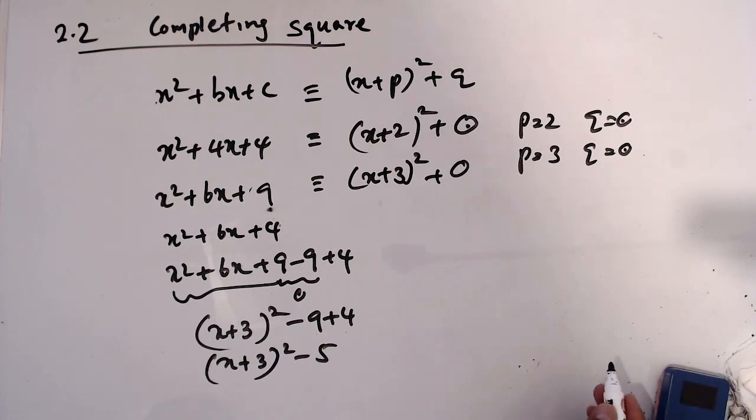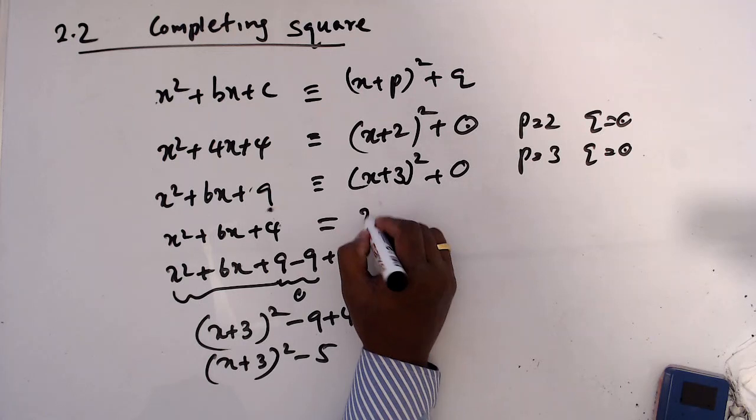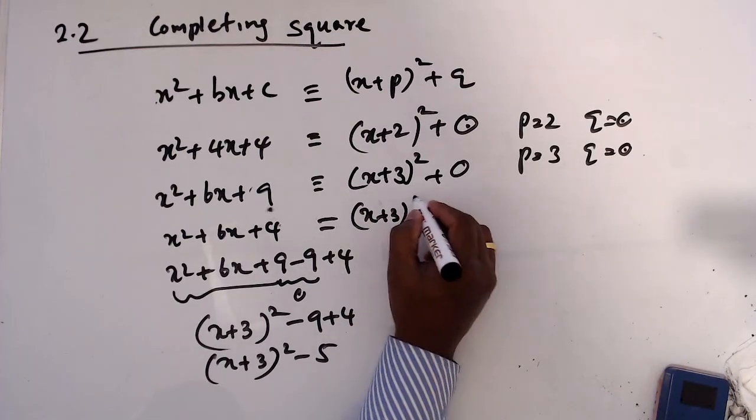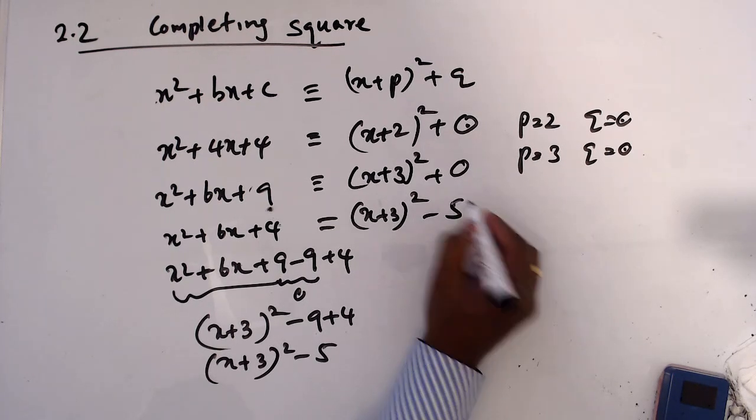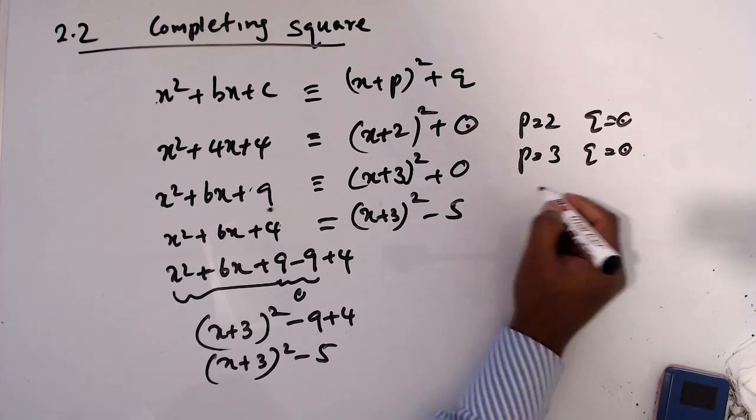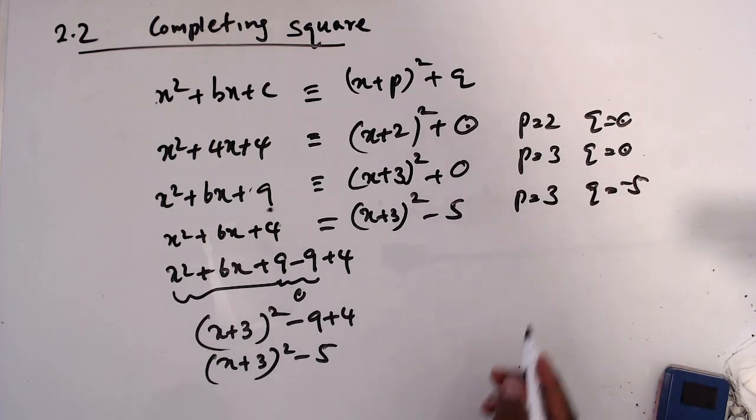So now I wrote this one in this form: (x plus 3) squared minus 5. So then p equals 3 and q equals minus 5.